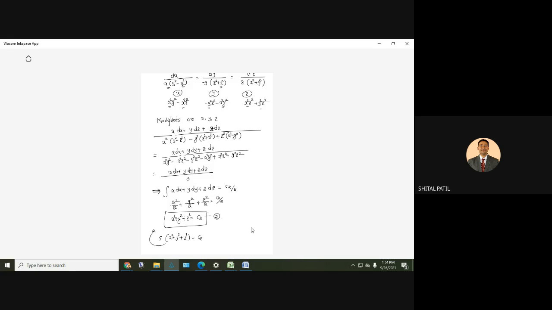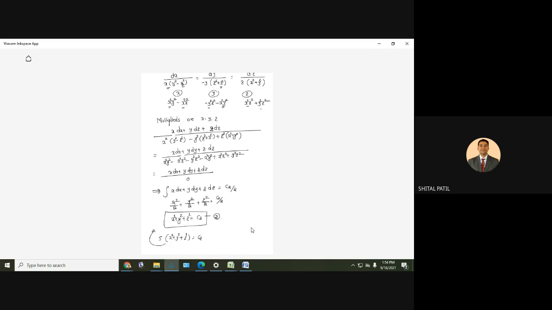Everyone is getting this now? See, I'll repeat once again. Dx divided by p equal to dy divided by q equal to dz divided by r. These are two first order differential equations. They are combined together. So how many differential equations? Two first order differential equations. So how many solutions will be there? Two solutions will be there. One solution for the first differential equation, second solution for the second differential equation. So how many arbitrary constants will be there? Two, C1 and C2. Clear? Okay. Hope so. It is clear.